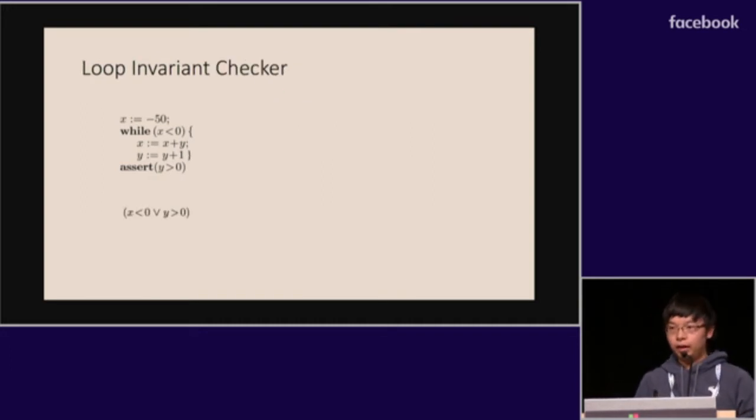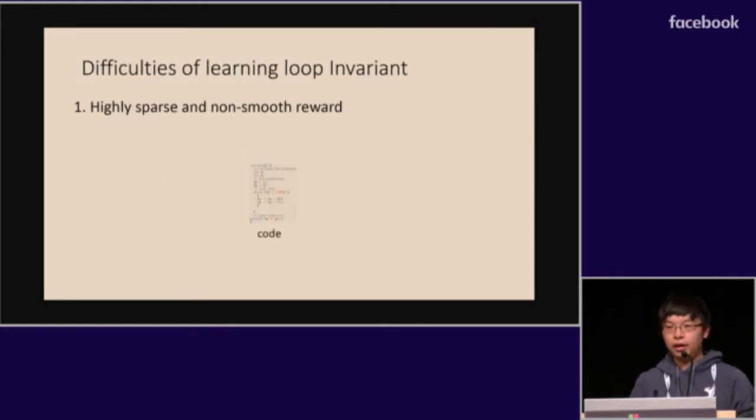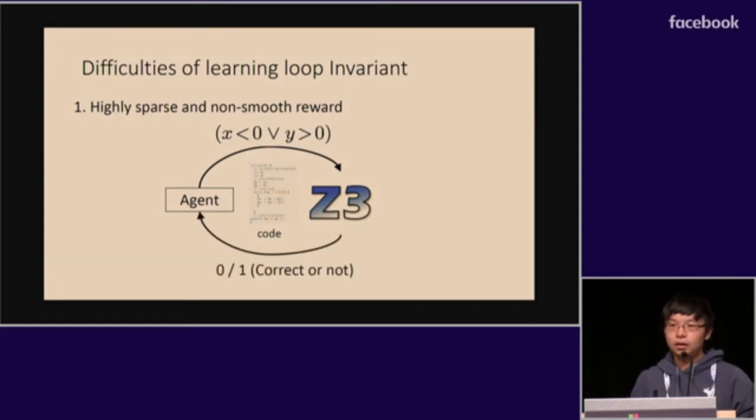Fortunately, it is relatively easy to check whether the proposed loop invariant is correct or not using some automatic theorem provers such as these three. So it is quite natural to formulate it as a bandit problem. The agent keeps proposing the loop invariant, and the checker tells whether the proposed one is correct or not. So one can see that positive reward is only received when you actually solve the problem. This is quite difficult for reinforcement learning algorithms because of the sparsity and the non-smoothness of the reward.